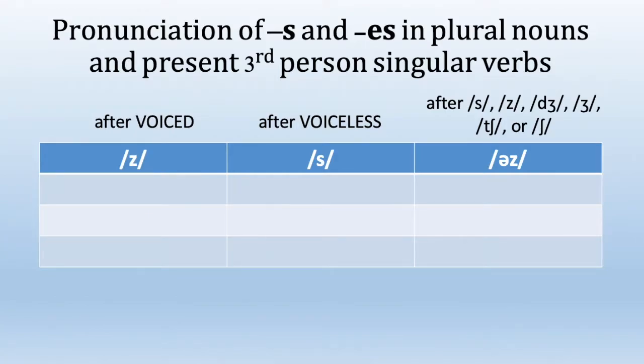This chart is very much like the one in the last lesson when I talked about the pronunciation of ed at the end of past tense verbs. This presentation has us look at the pronunciation of s and es at the end of plural nouns and third person singular verbs in the simple present tense. I'm going to include both kinds of words in this demonstration. It doesn't matter if we're talking about nouns or verbs, the pronunciation rules are the same.